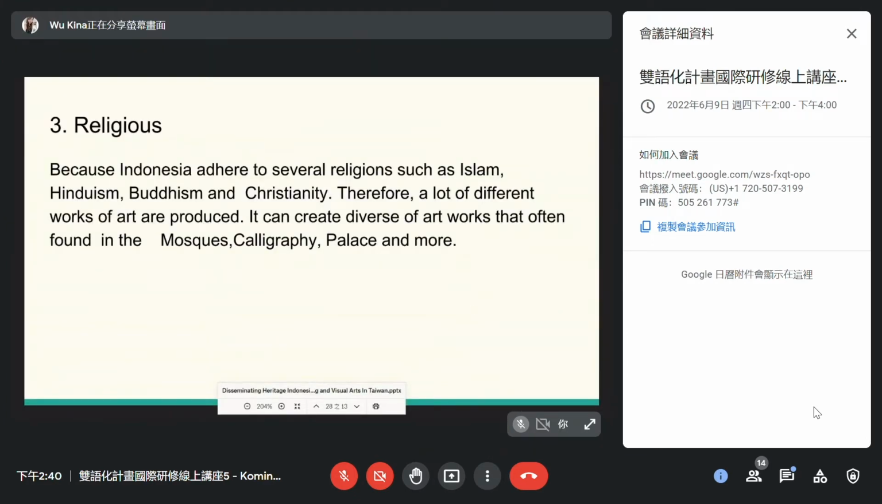And the characteristic also is religious, because as you know, in Indonesia there are several religions such as Islam, Hinduism, Buddhism, and Christianity. Therefore, a lot of different works of art are produced. It can be created in many diverse artworks that are often found in the mosque and calligraphy, or if you go to a temple or a palace like Borobudur and many more. So this is just a brief about this characteristic.